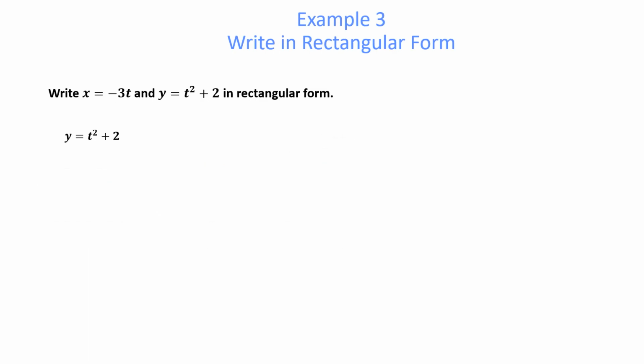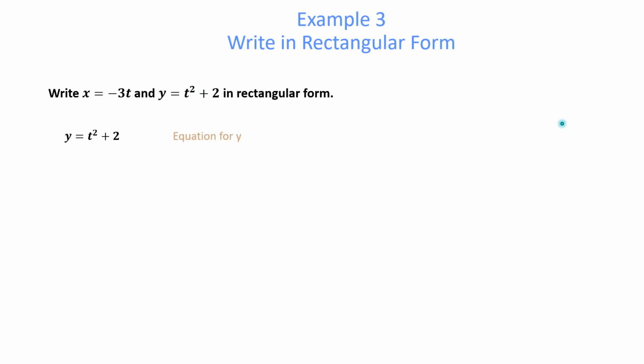Example 3. Now we see how to write the equation in rectangular form. Write x equals minus 3t and y equals t square plus 2 in rectangular form. The first step is to find the value of t from the equation x equals minus 3t. So the value of t here will be minus 1 upon 3 times x. That value of t we substitute in the equation y equals t square plus 2.